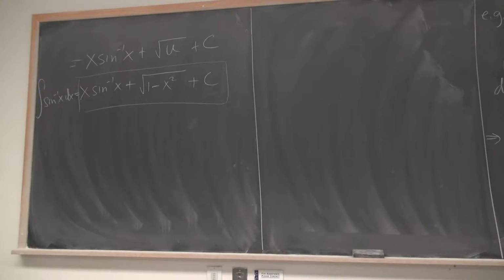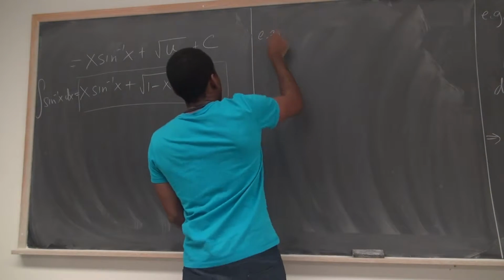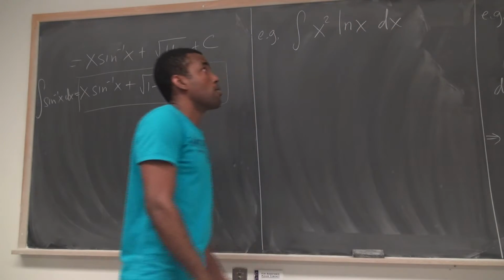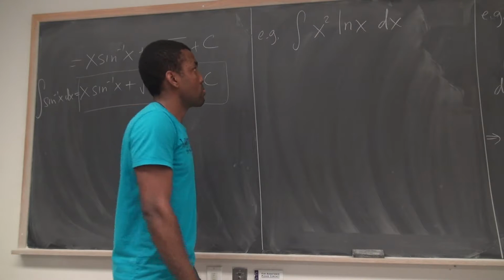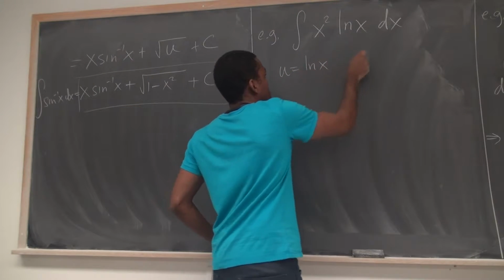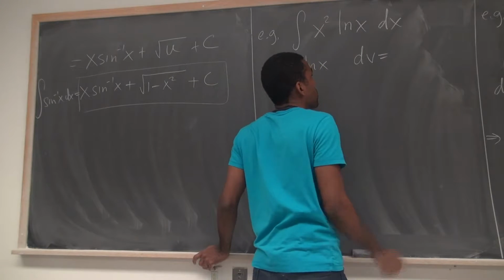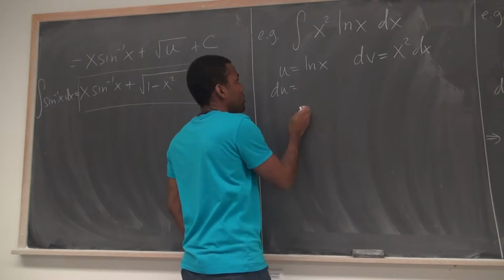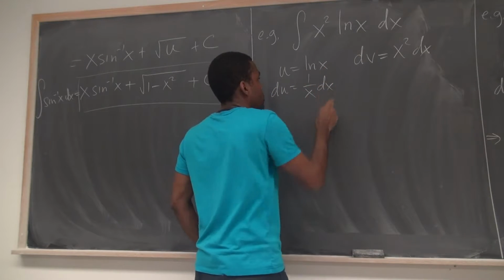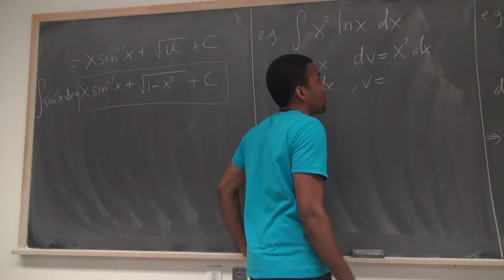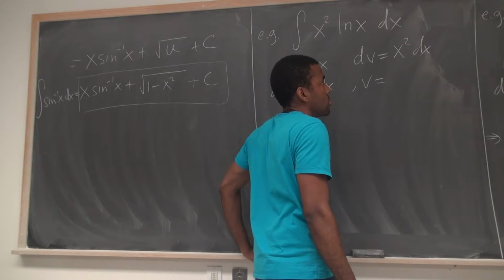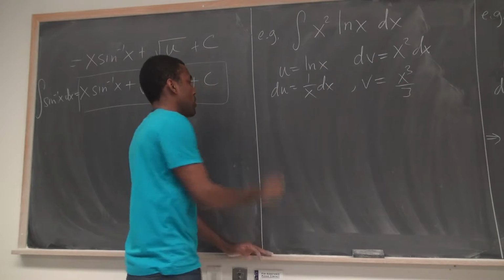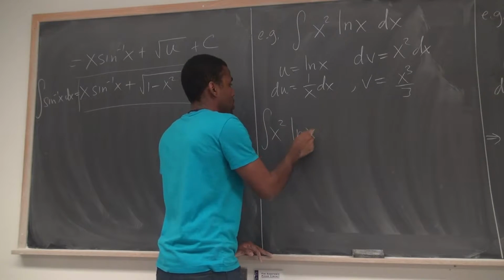What about something like x squared ln x? u equals ln x, dv equals, so du equals, v equals, no, the powers increase. What do we do? Right? We follow the method.